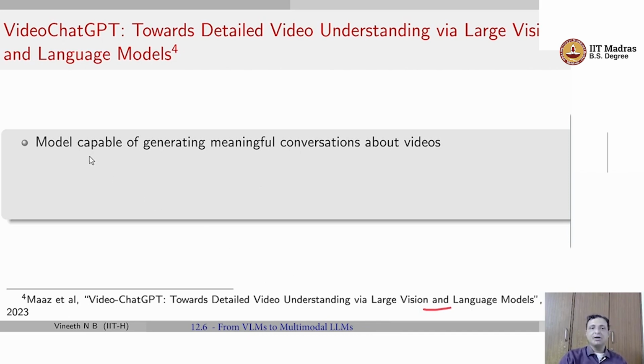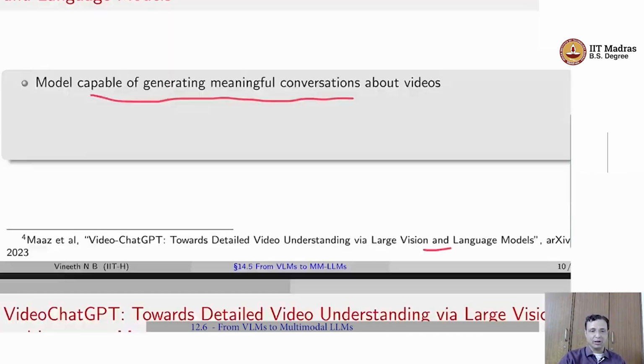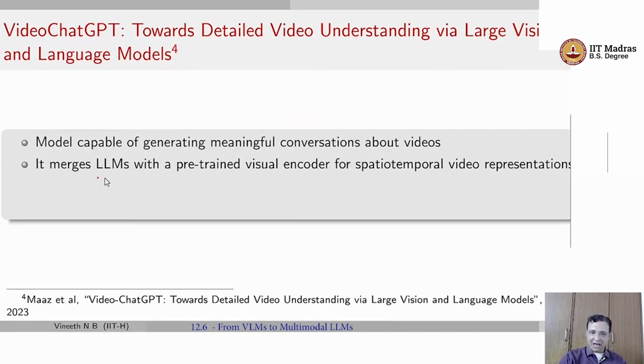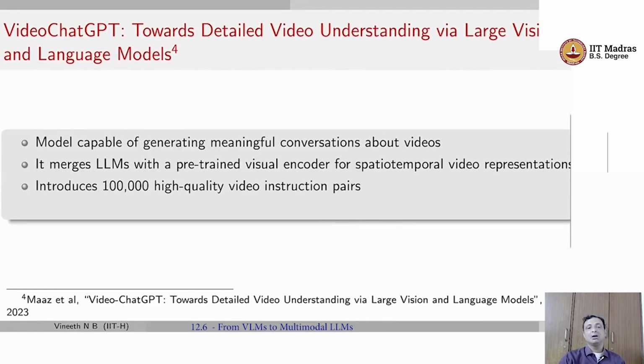Their objective is to generate meaningful conversations about videos, unlike a few other efforts that did it for images. They merge LLMs with a pre-trained visual encoder for a spatio-temporal video representation. They introduce about 100,000 high-quality video instruction pairs, which by itself is a contribution to the community. And one could say that this was the first quantitative video conversation evaluation effort.